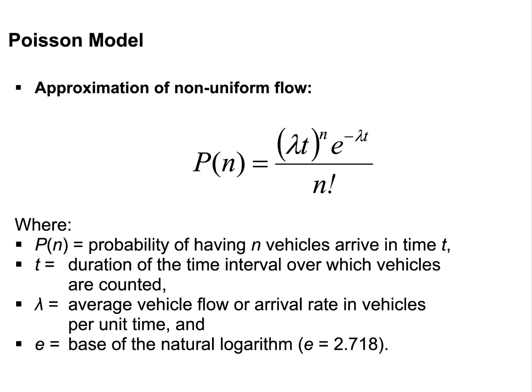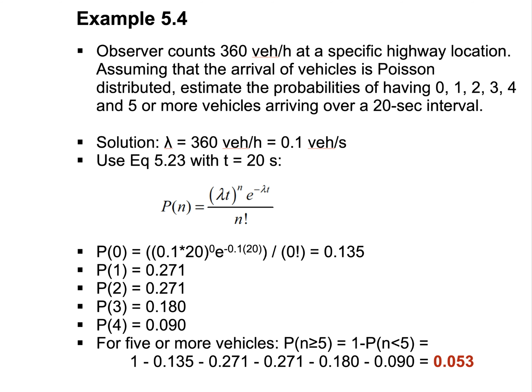Basically the Poisson model formula looks like this, where we approximate non-uniform flow with the probability of having n vehicles arrive in time t using this equation: lambda t to the n times e to the minus lambda t, divided by n factorial. t is the duration of the time interval over which vehicles are counted. Lambda is the average vehicle flow or arrival rate in vehicles per unit time. And e is the base of the natural log, 2.718.